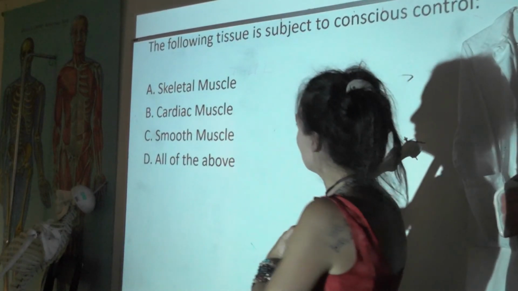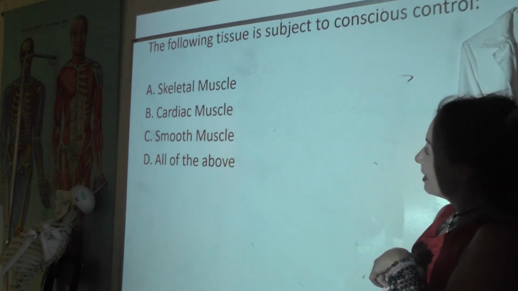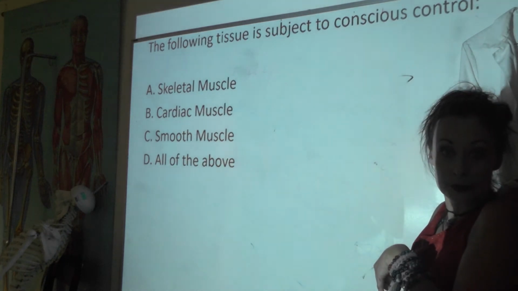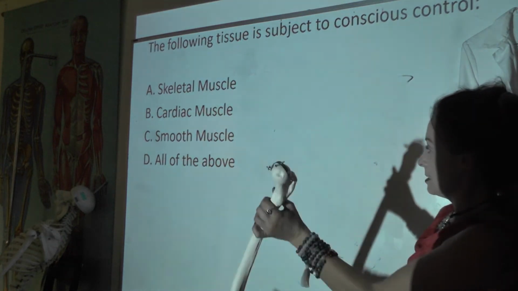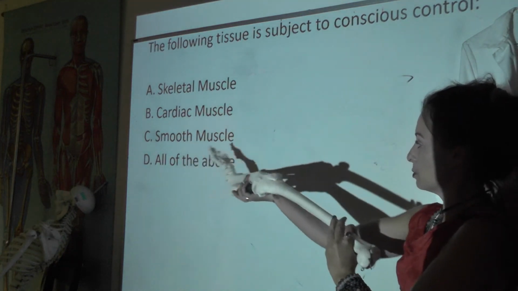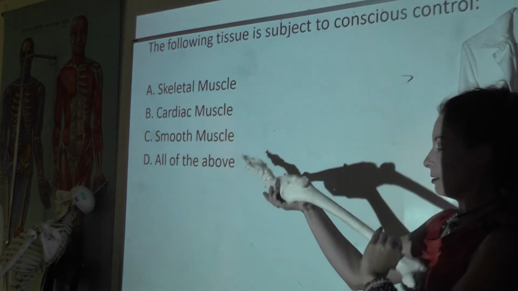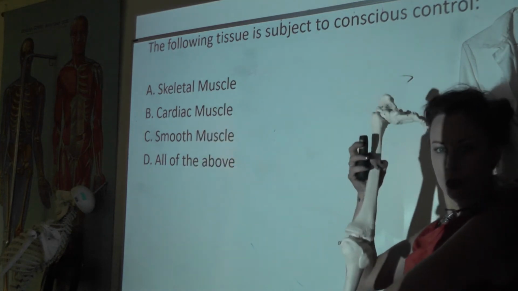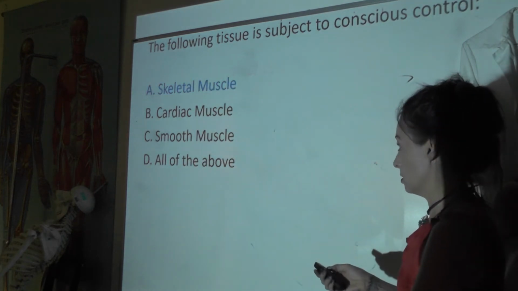Okay. The following tissue is subject to conscious control. A, skeletal muscle. B, cardiac muscle. C, smooth muscle. D, all of the above. Yeah, you're right. It's a skeletal muscle.